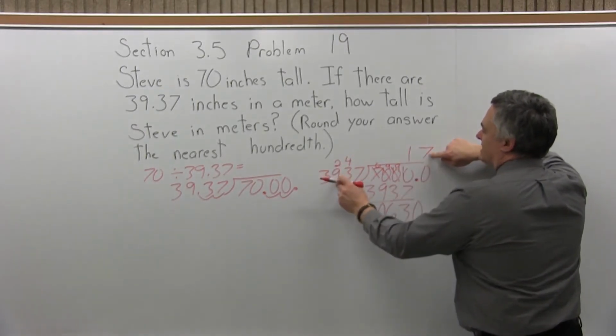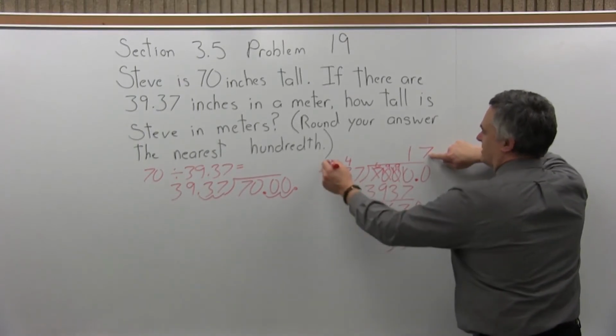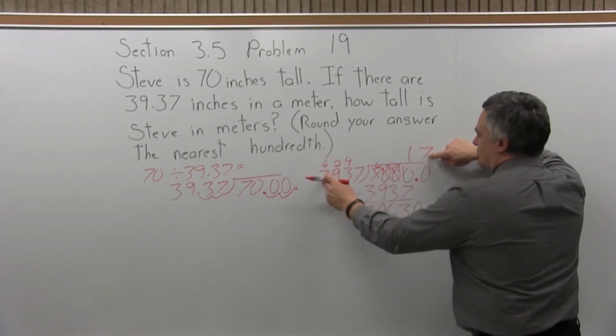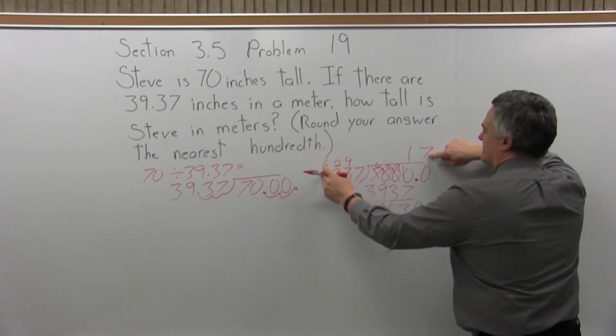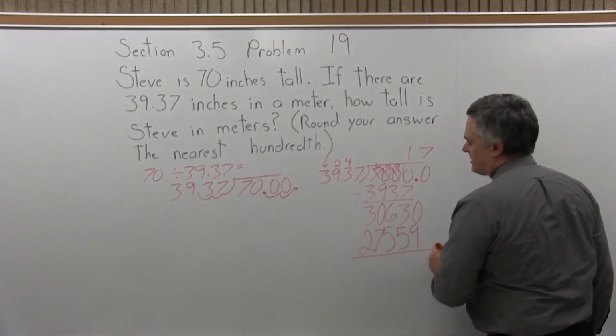7 times 9 is 63. 63 and 2 more is 65, right? The 5, carry the 6. 7 times 3 is 21. 21 plus the 6 that I carried is 27. So it fits pretty good.